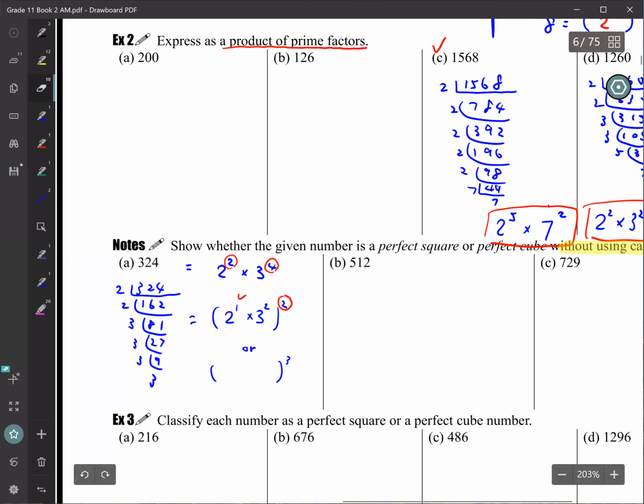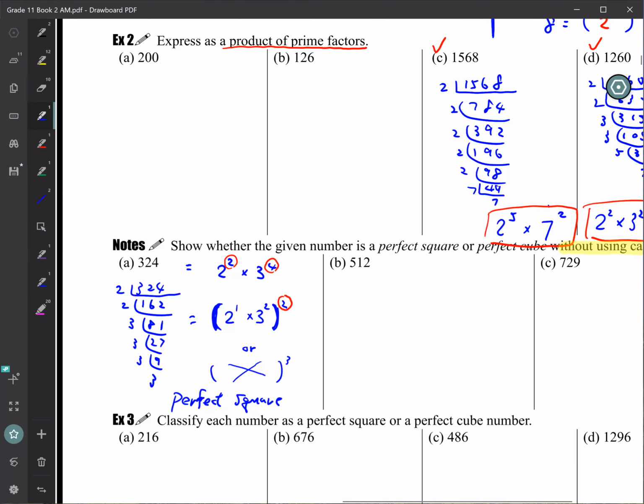Because I rewrite it as something squared, it's possible. So I know this one is a perfect square. Now for the perfect cube. Because 2 and 4 are not divisible by 3, it's impossible. I cannot have a 3 outside and an exponent on the inside. 2 cannot be divided by 3, 4 cannot be divided by 3, so it's not a perfect cube.